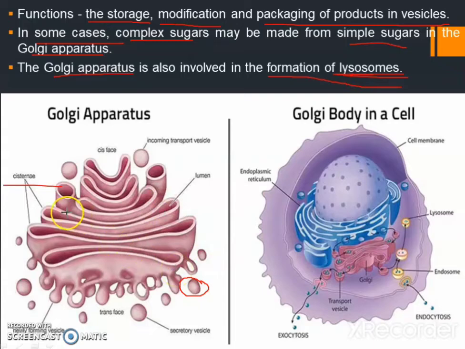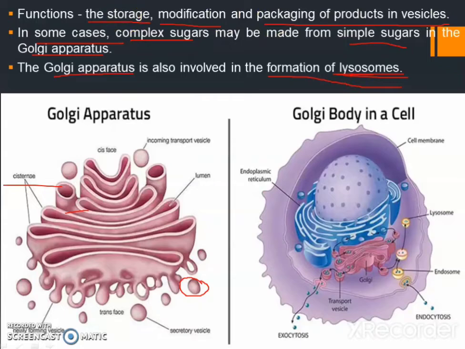They will help in packing and dispatching substances which they receive from the endoplasmic reticulum. Other than that, they will store these substances, they can bring about modifications, and they do packing of products in these vesicles. The modified substances will be in these rounded structures called secretory vesicles, and this will be transported either within the cell to wherever it is needed, or else out of the cell.